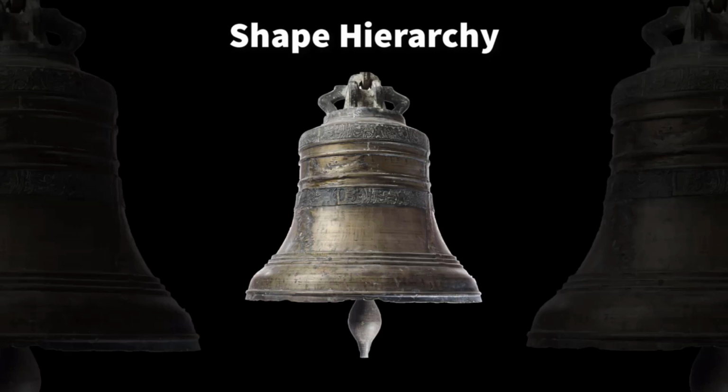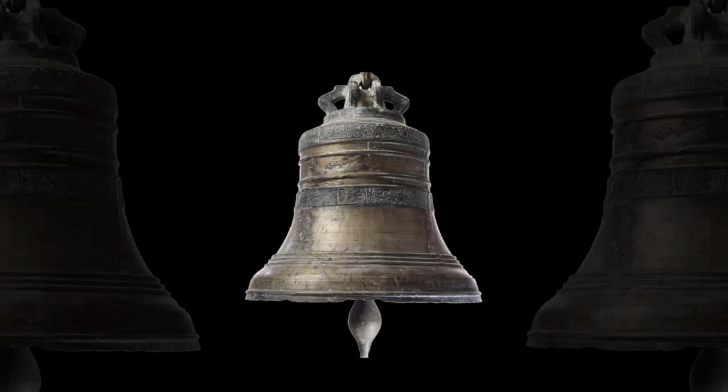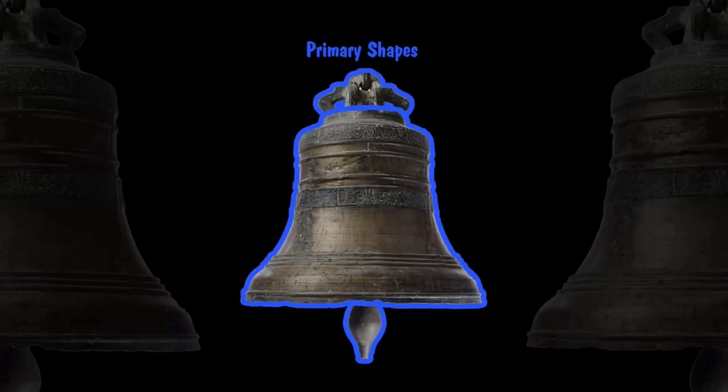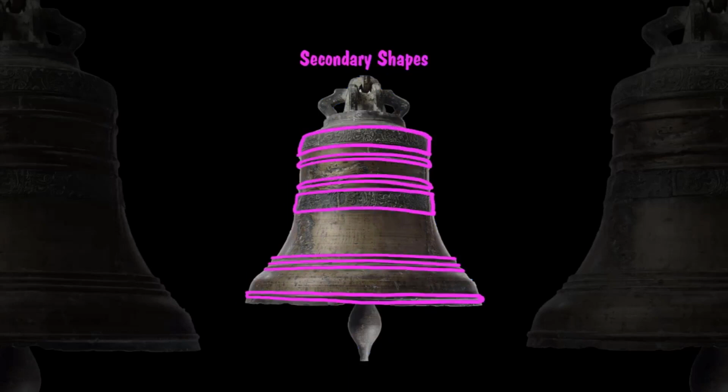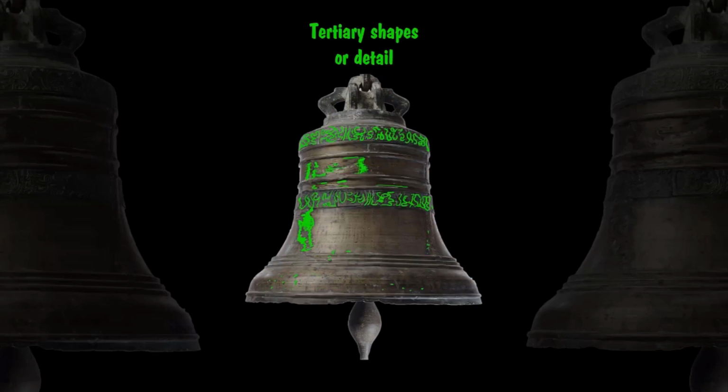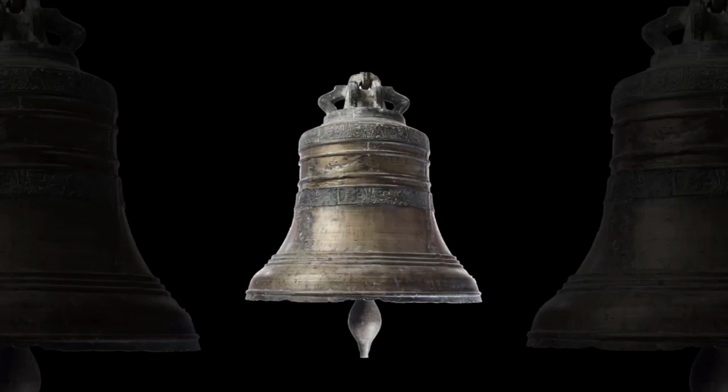Shape hierarchy. It's best practice to identify and create the large and simple shapes first and grow from there. The contour of your subject is first. It's known as the primary shape. The next level of shapes within are considered the secondary shapes. And last but not least are the tertiary shapes or detail. This is how many artists develop their creation from the ground up.